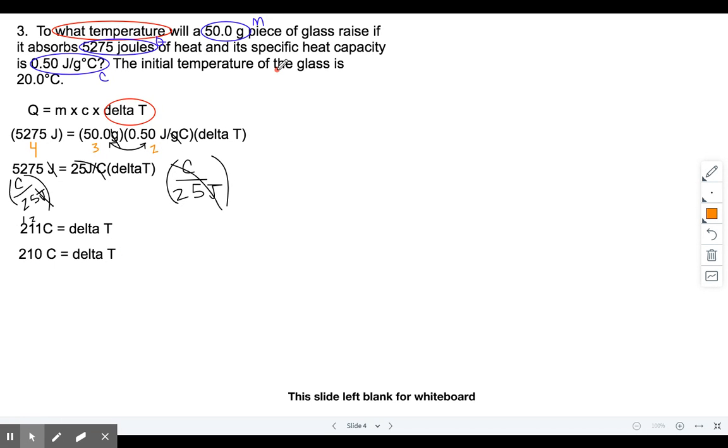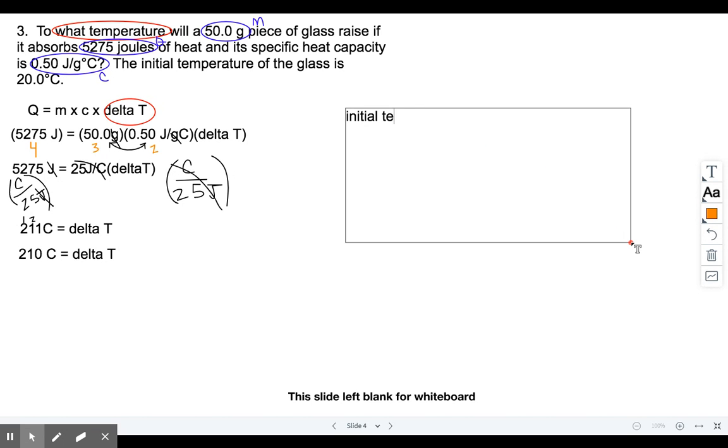And read what is happening to this glass, what I just said. This glass is absorbing all this energy. Okay, and its temperature was 20 degrees. Right? So the initial temperature of the glass was 20 degrees Celsius. But the change in temperature, okay, is 210 degrees Celsius. Okay, and it's going up because it's absorbing this energy, right?